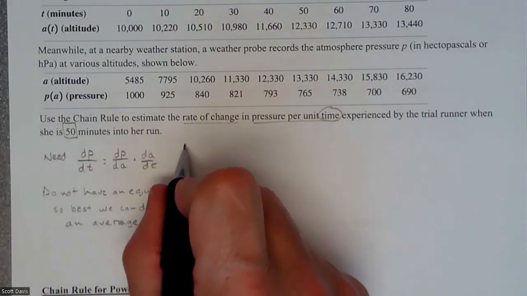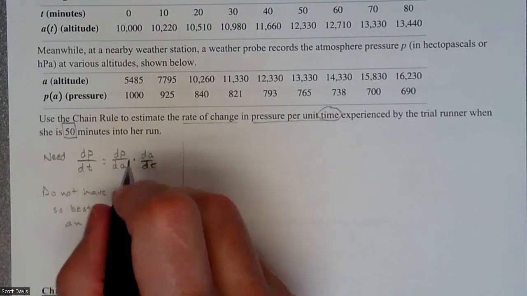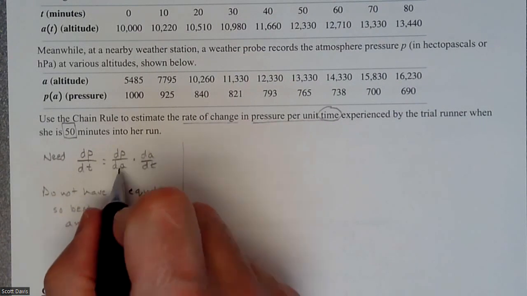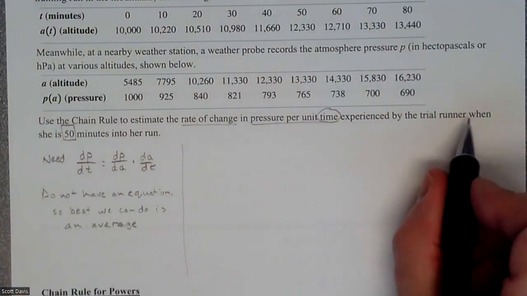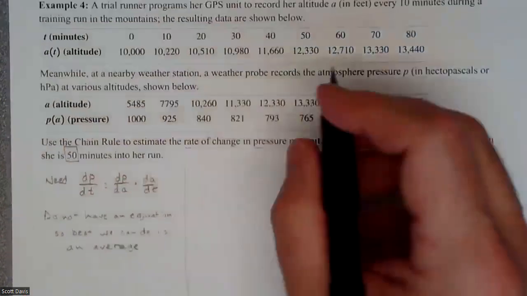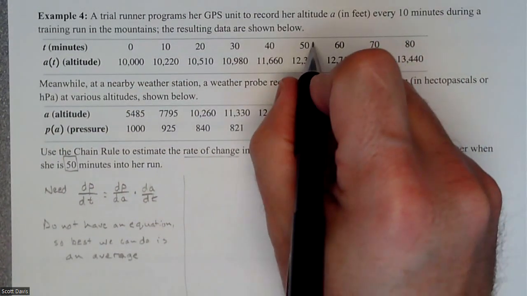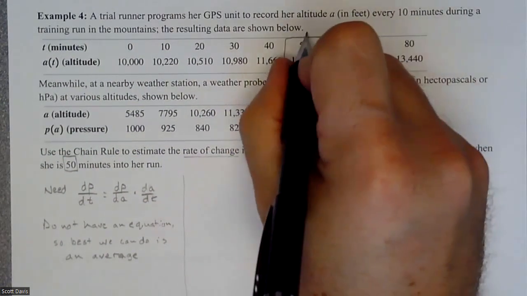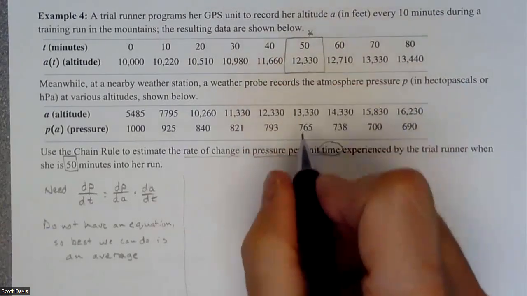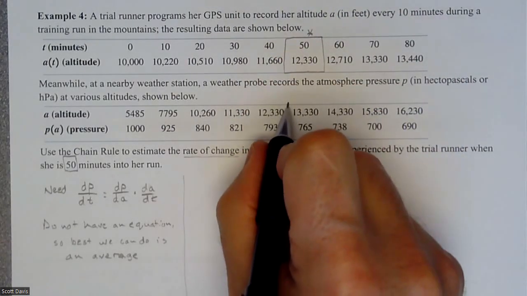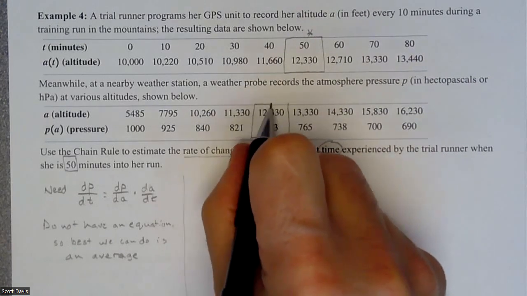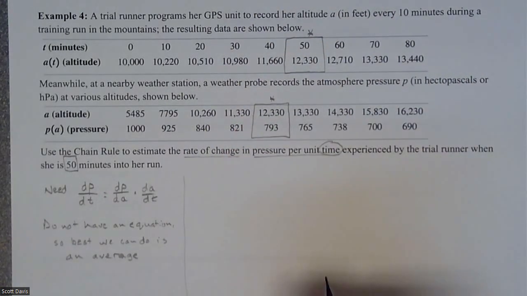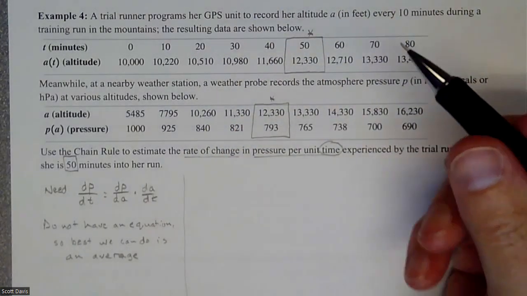So here's our math. First thing we're going to do is figure out if we can find the change in the pressure with respect to the change in the altitude. First off, she was talking about when she was 50 minutes into her run. So 50 minutes into her run, she is at an altitude of 12,330 feet. Well, we have a measurement at 12,330 feet, and that pressure was 793. Perfect.